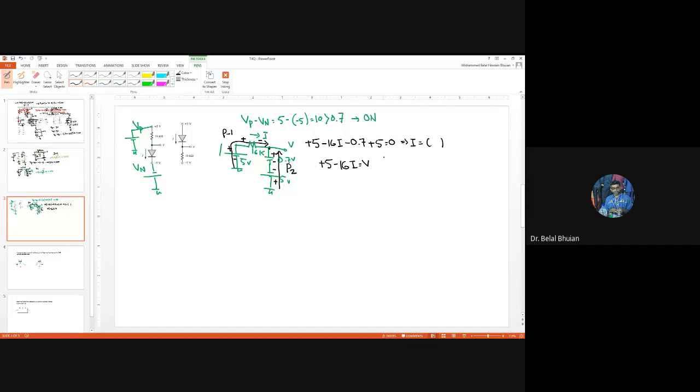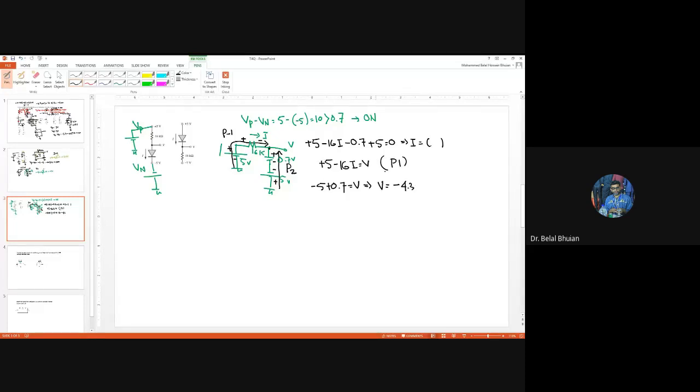And if I take P2, that means I'm starting from this ground and going to this point. So what is the first thing that I'm going to encounter? Plus sign. So if I go plus to minus, I can write minus 5, minus to plus, plus 0.7 is equal to V. So in fact, which one is the better one? P2, because you can straight away get the voltage.